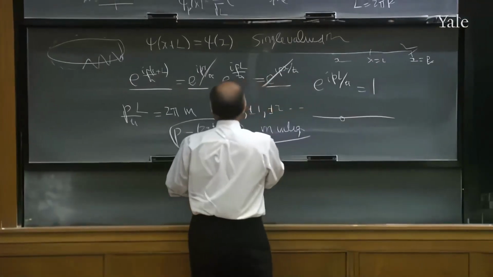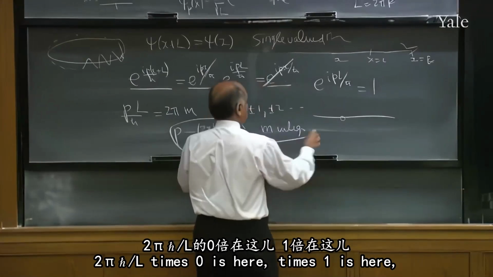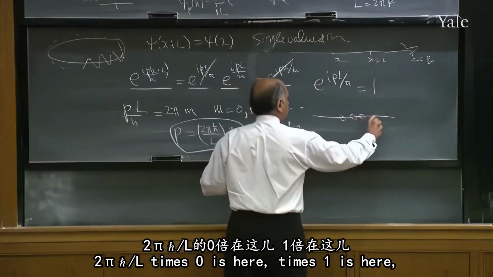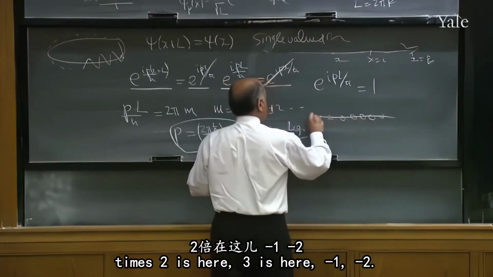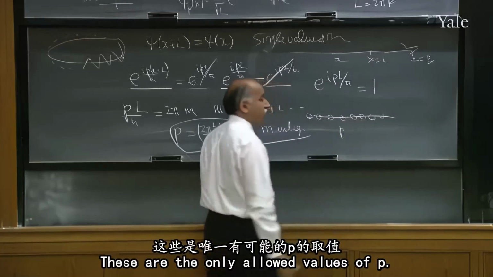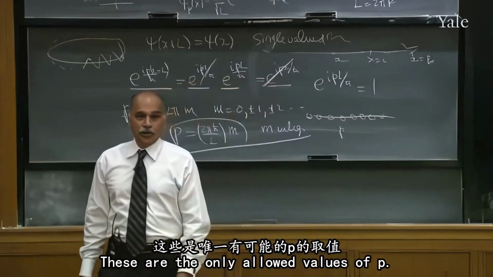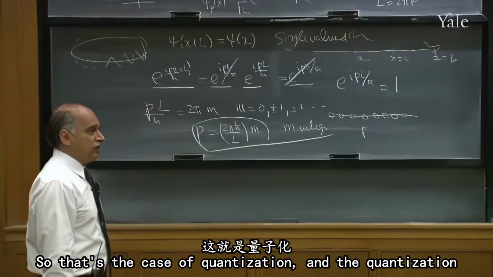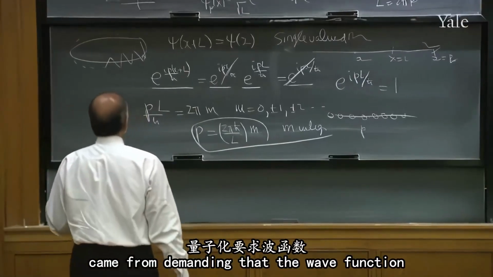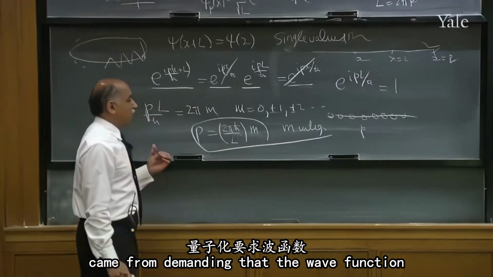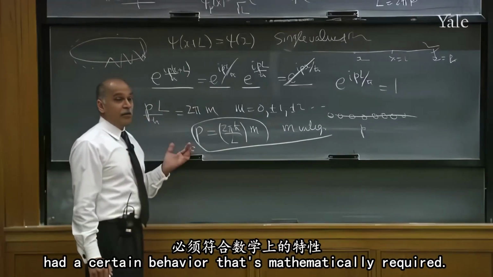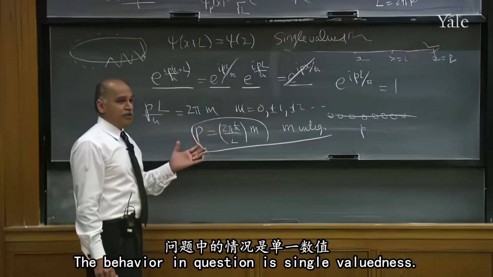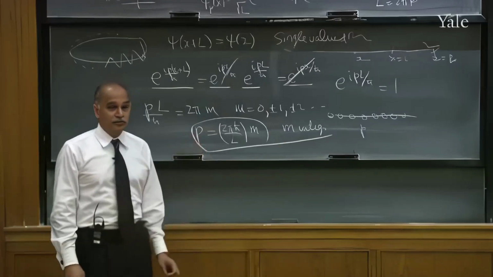p times 2 pi h bar over L times 0 is here, times 1 is here, times 2 is here, 3 is here, minus 1, minus 2. These are the only allowed values of p. That's the case of quantization. And the quantization came from demanding that the wave function had a certain behavior that's mathematically required. The behavior in question is single valuedness.